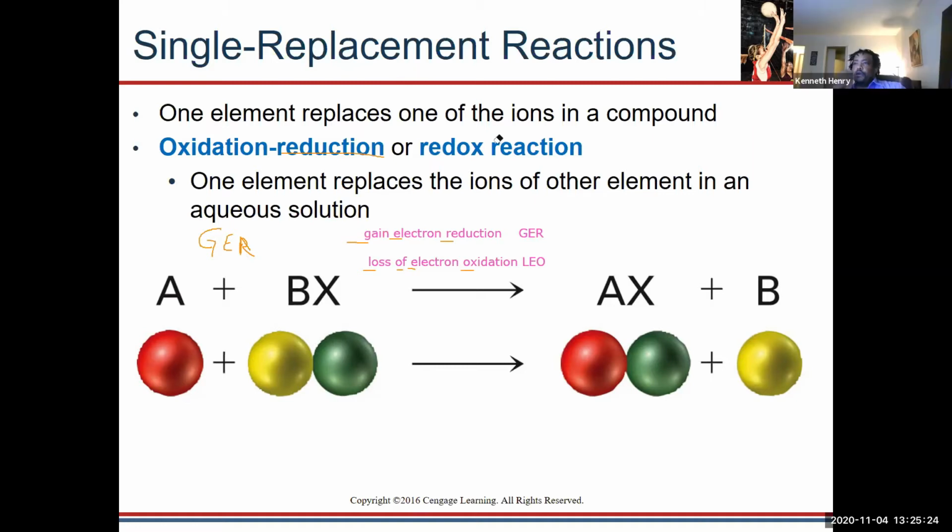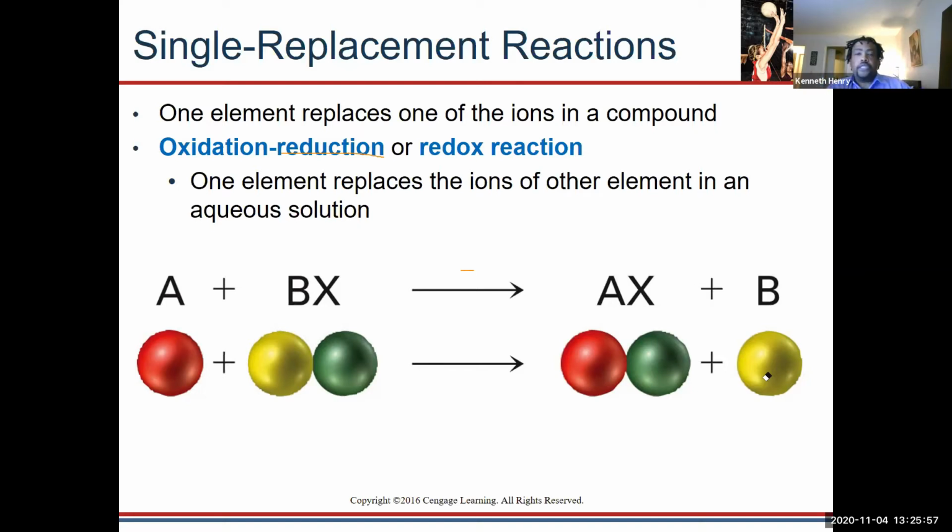Okay. So in this case, I kind of like to think of this as exchanging your girlfriend. So you're exchanging her for the better one, right? So here, A is going to be replacing B. X is going to stay with someone. So A and X, and B is all by itself. So you're replacing the old girlfriend. New girlfriend replaces the old girlfriend or boyfriend, you know.